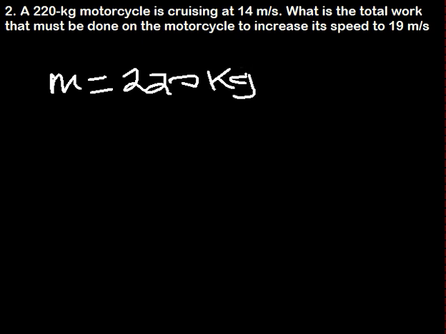Let's say this is the question. A 220 kg motorcycle. Now we have the mass, that is 220 kgs. The 220 kg motorcycle is cruising at, that's the initial velocity.